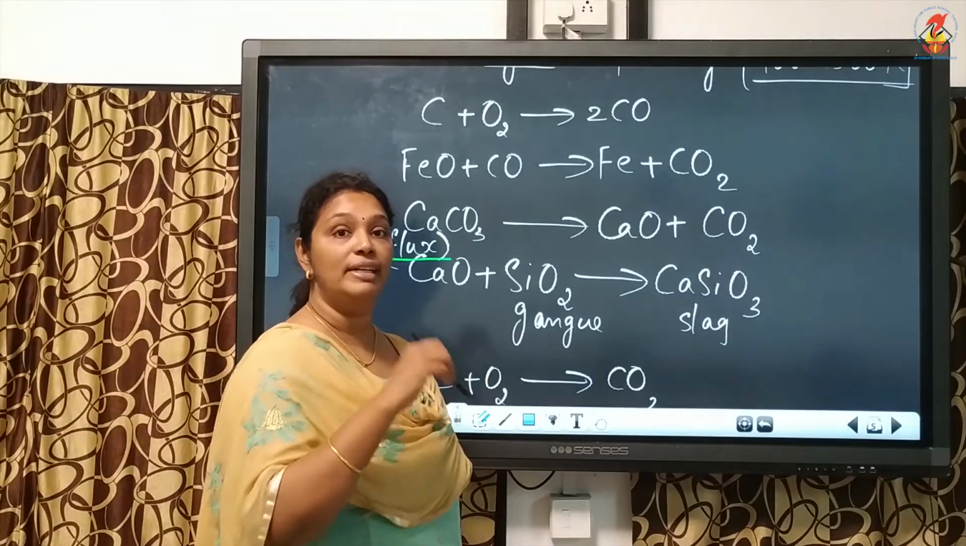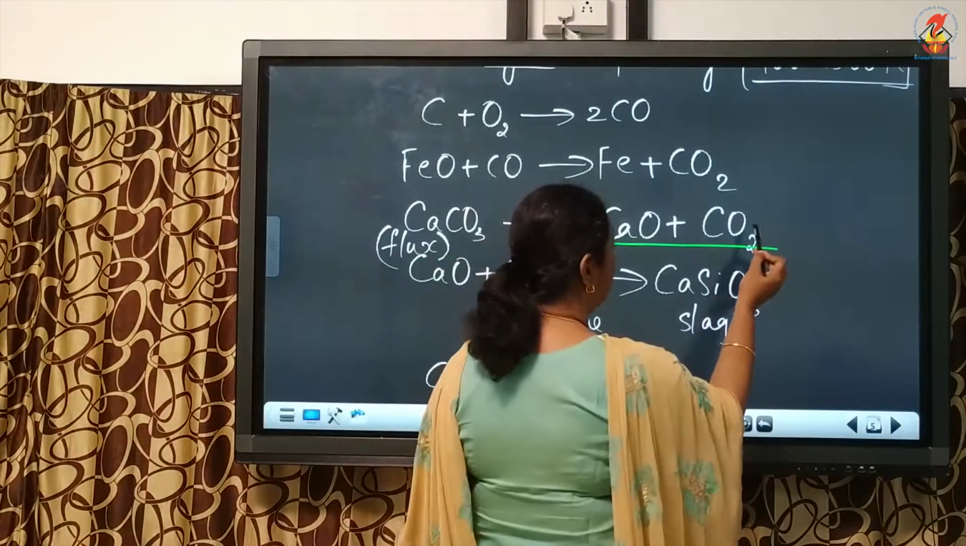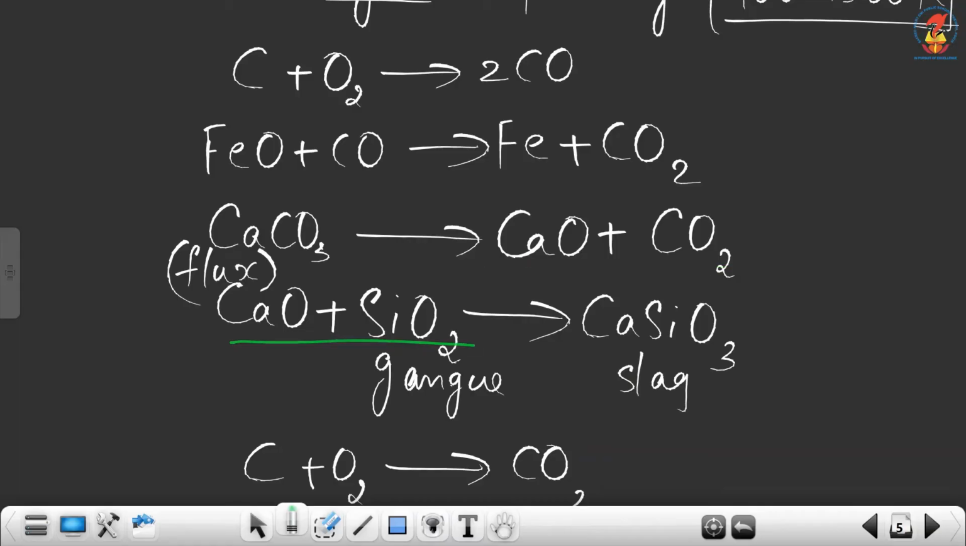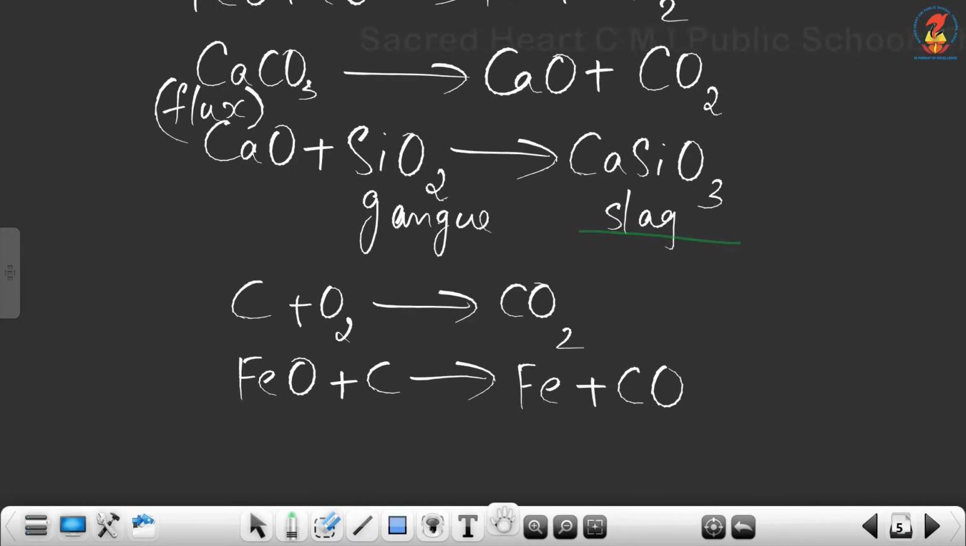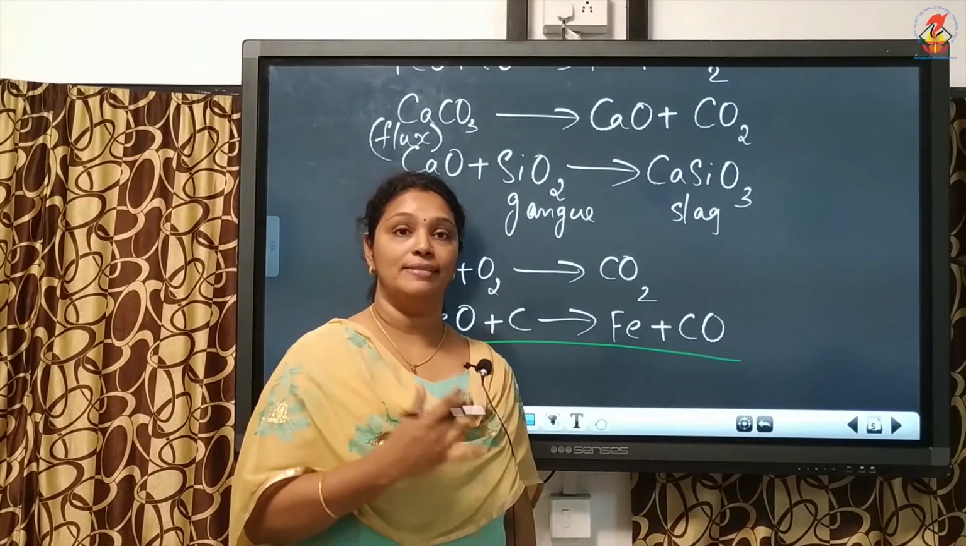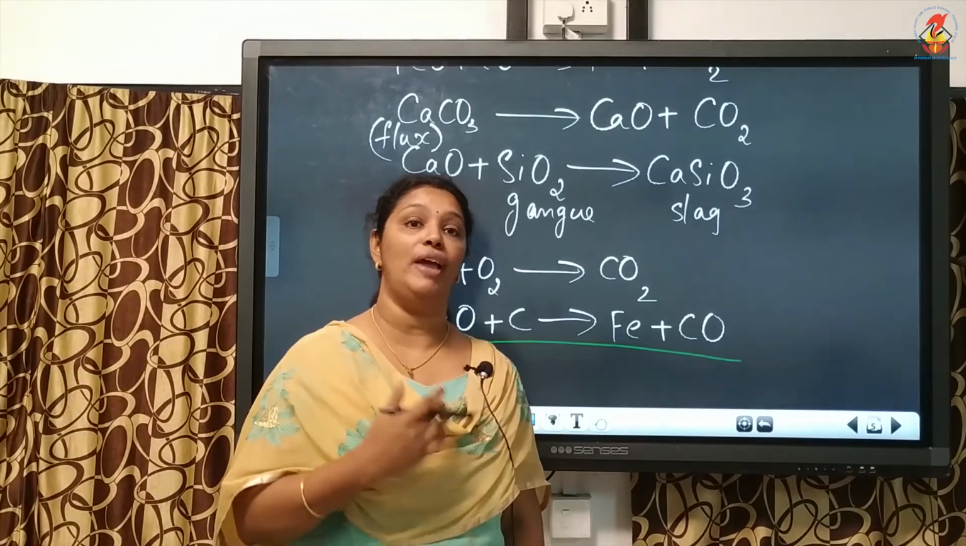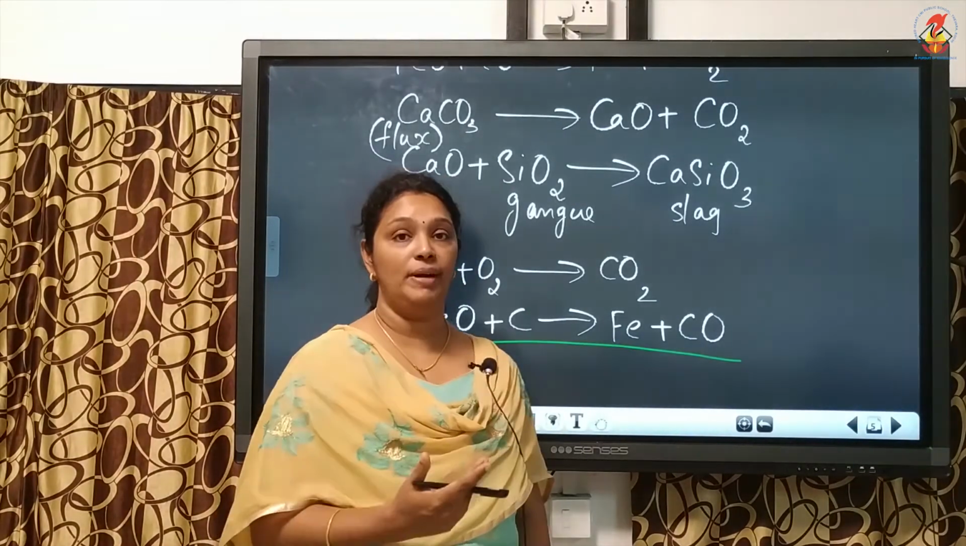So, limestone will decompose into calcium oxide and carbon dioxide, and calcium oxide will combine with silica, which is the impurity present, to form the slag, that is calcium silicate. Now, again carbon added will combine with oxygen to form carbon dioxide, and iron oxide FeO will combine with carbon to form iron plus carbon monoxide. So, here you can see in higher temperature range, it is the carbon which acts as the reducing agent, and it helps in the reduction of FeO to Fe plus CO.